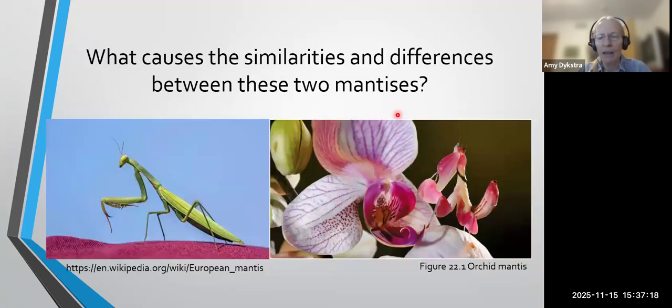So the question again is what causes the similarities and differences between these two mantises? So they both have kind of this triangular head, and they both have kind of this long body, and they both have head, thorax, and abdomen, and three pairs of legs. And these long antennas, which you can kind of see up here, but they're very different. They're different in color, and the shapes of their legs are different, and the shape of the abdomen is different. So, what causes those similarities and differences?